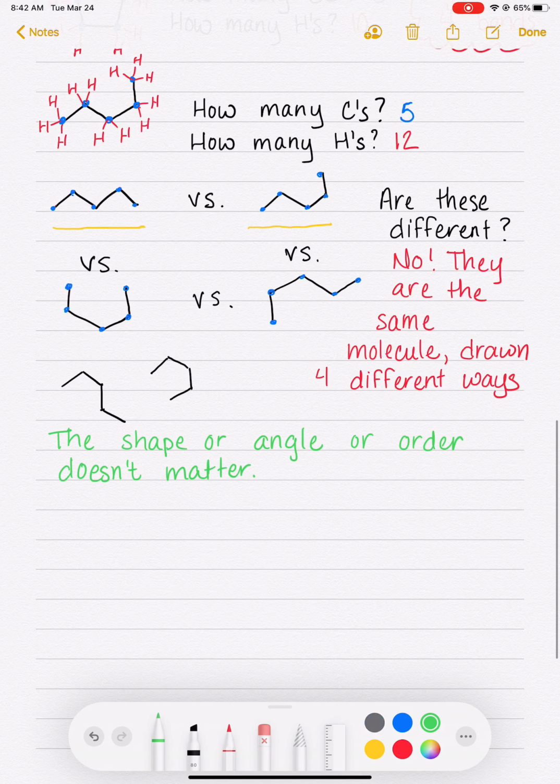Even though most of the time we're going to draw our line structures just left to right, nice and pretty, that's the one that makes everybody the happiest. But when we draw them going in different directions, all wacky and weird, it doesn't represent a different molecule.